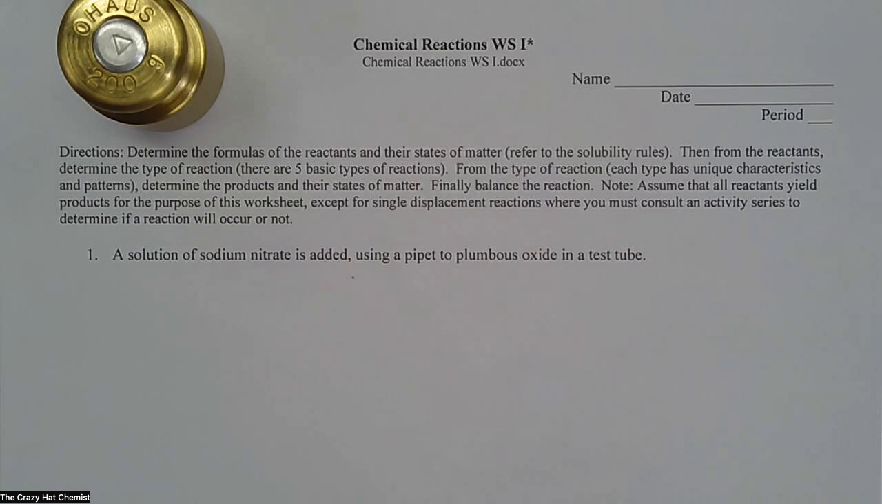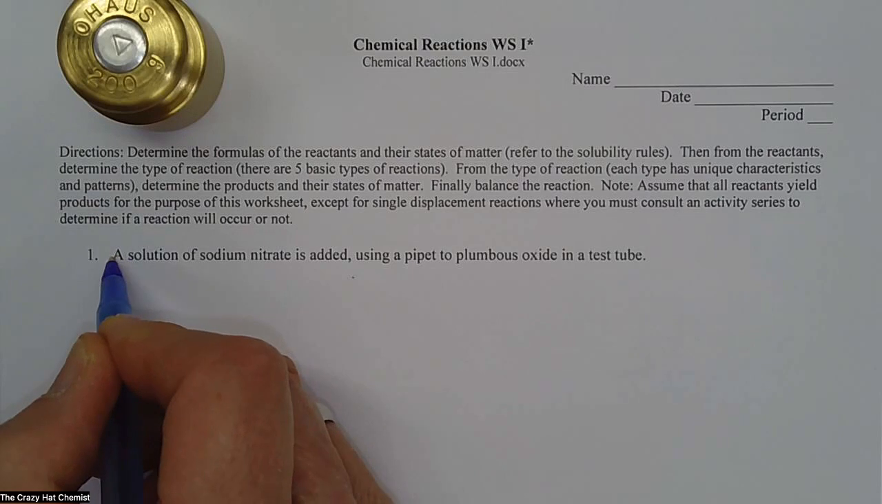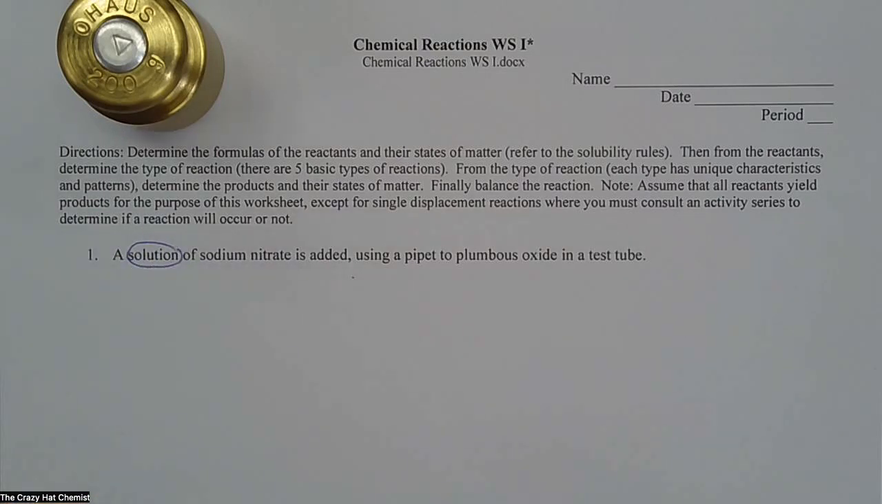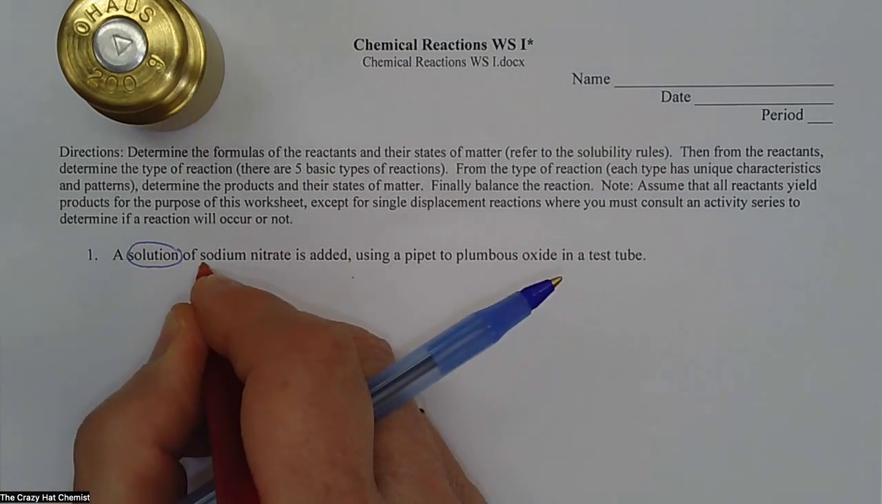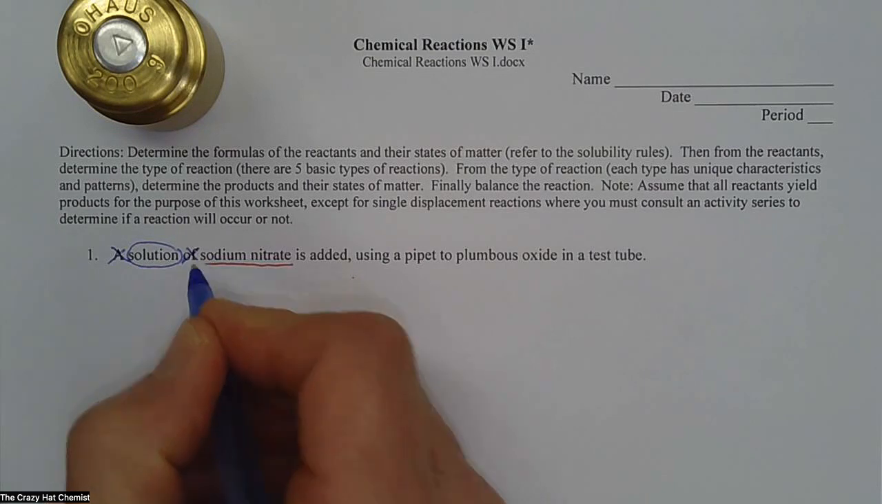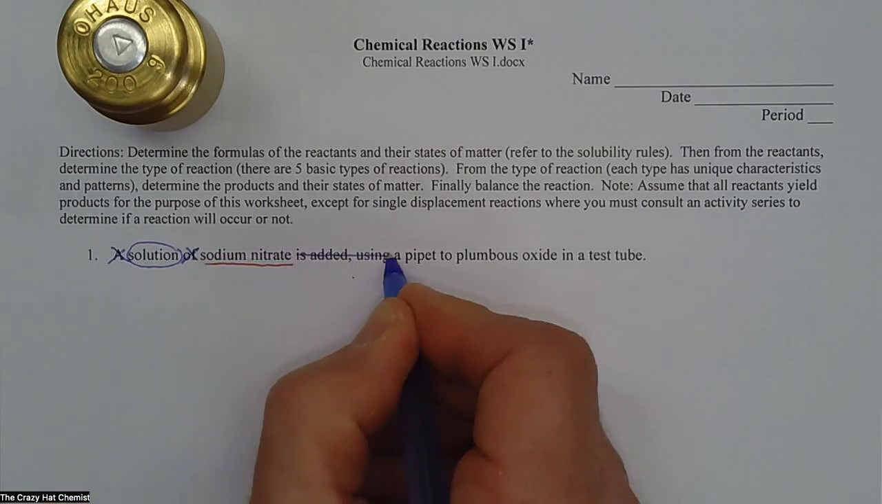Okay. All right. So without further ado, let's just plow right on to this first problem here. So this first problem, it says a solution of sodium nitrate. So I'm going to circle words that are important and underline words that are important. Sodium nitrate is obviously important. A and of don't really matter. Is added using a pipette.